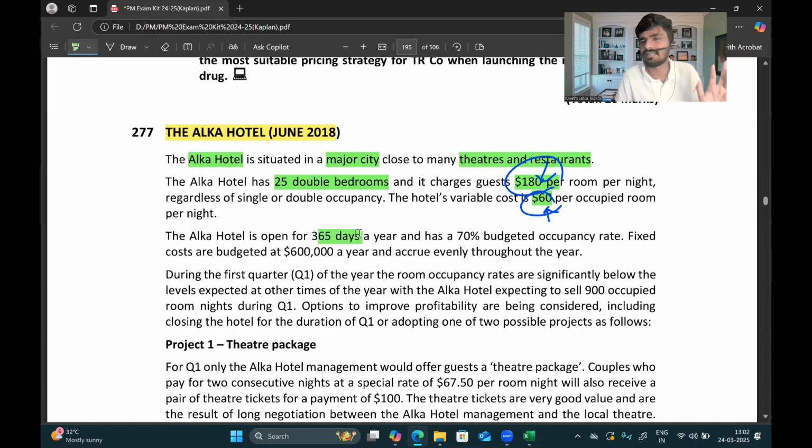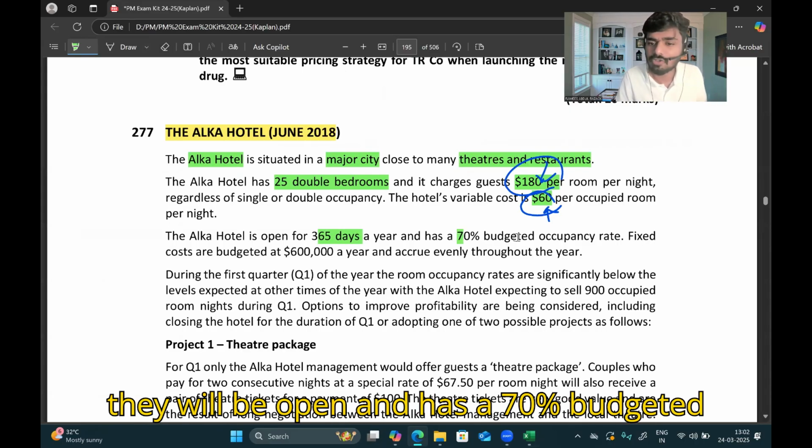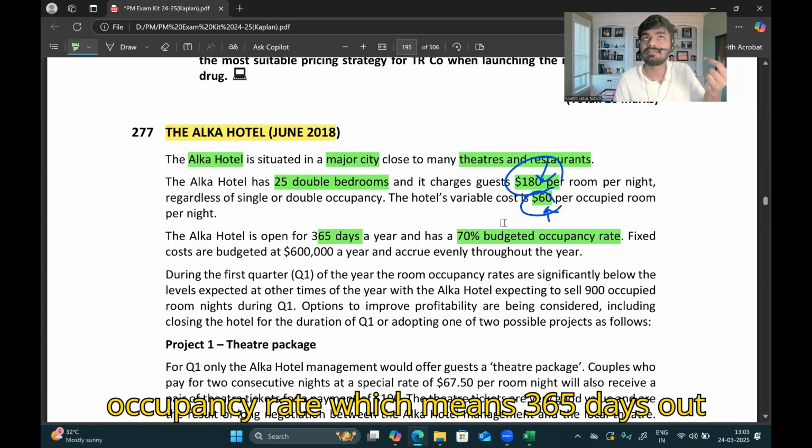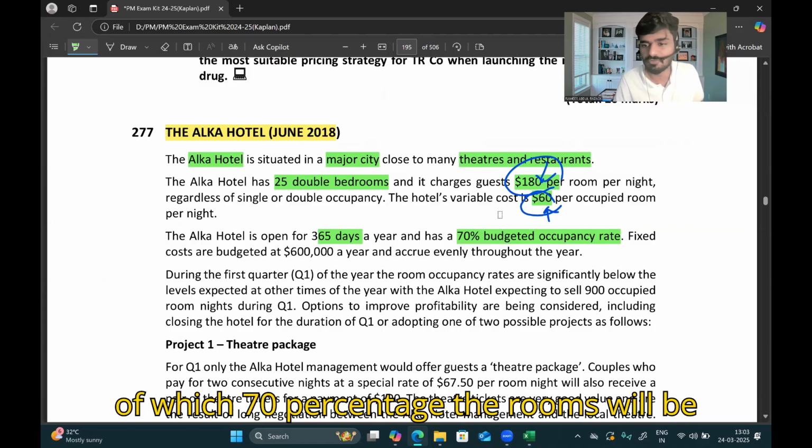They are saying the Alka Hotel is open for 365 days throughout the year and has a 70% budgeted occupancy rate. Which means that out of 365 days, 70% of the time the rooms will be occupied.